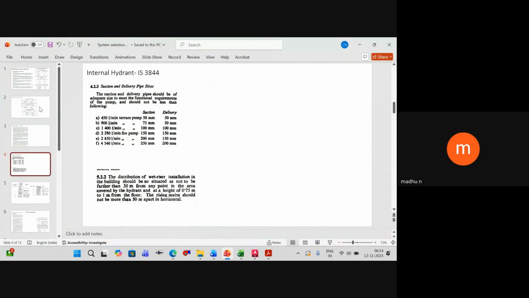This is also IS code for the header, 3844 is given. If this is the minimum size, you can increase more than this size. No one is going to say anything at all. Of course, when we do our velocity, we'll come back to this number only at the end of the day, so it doesn't make a difference.